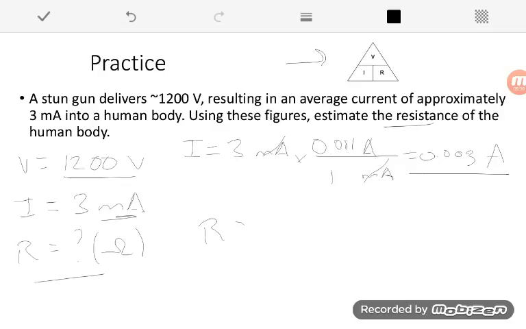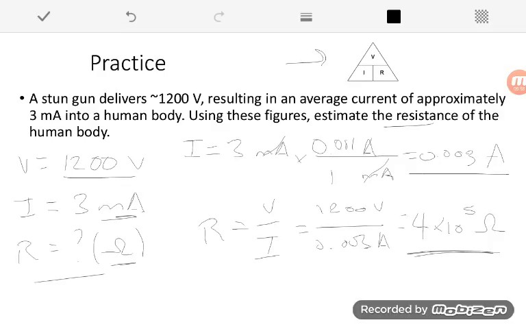So resistance is equal to voltage over current. In this case, 1200 volts over 0.003 amps. So 1200 divided by 0.003 gives me a very large number, 4 times 10 to the 5th. And resistance is going to give me units of ohms, so about 400,000 ohms. So we can see that the resistance of the human body is very, very large.